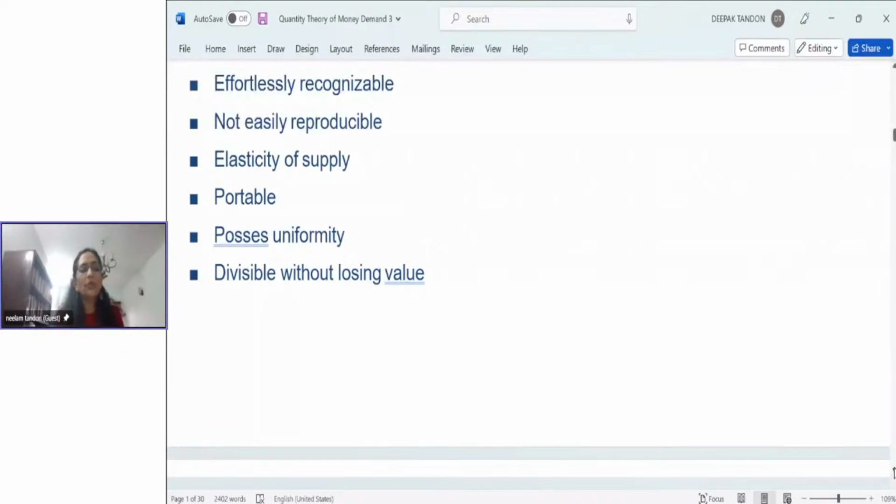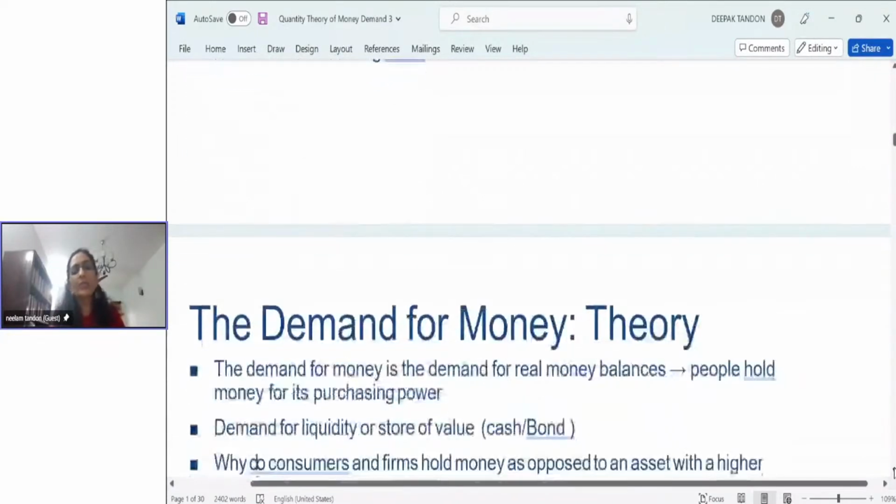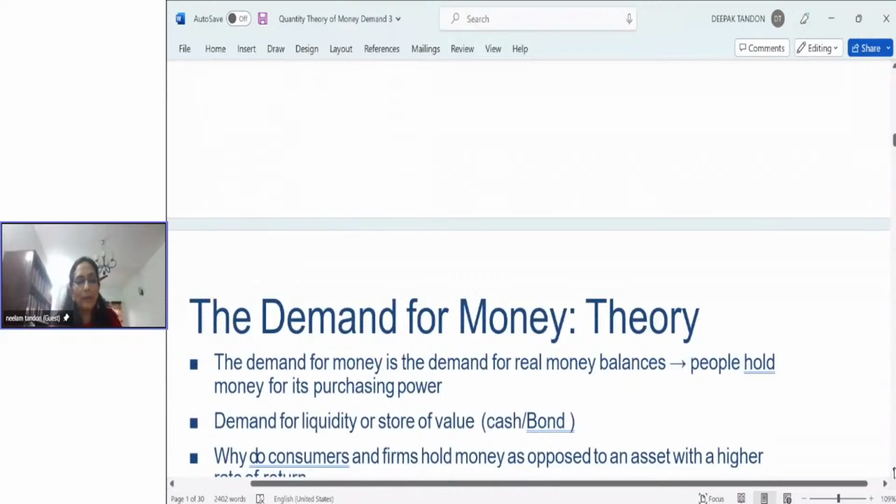Okay, and uniformity is uniformity. That means anyone's money is the same, irrespective of Tata's, Birla's, or a small vendor's. So it remains uniform. It is divisible without losing value. So 10 rupees can be ten 1-rupee coins, or two 5-rupee coins that equal 10. So you can easily divide it and it won't lose value. So that is the plus. These are the characteristics of money.